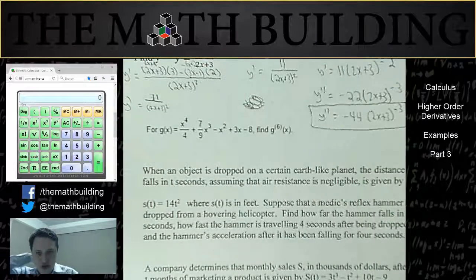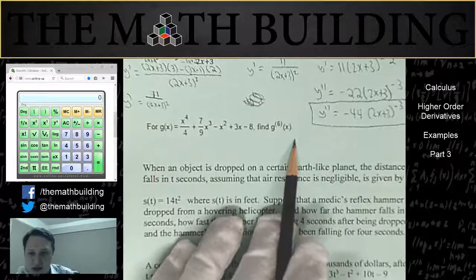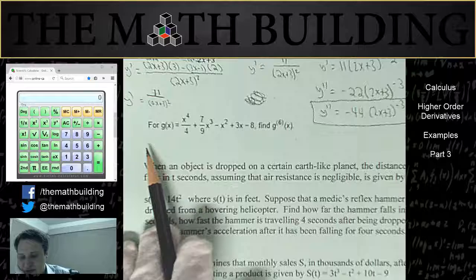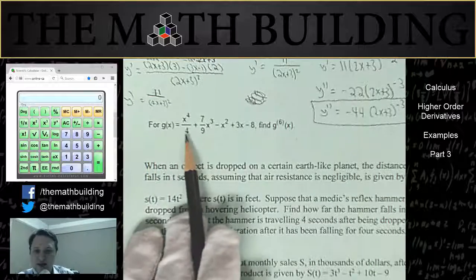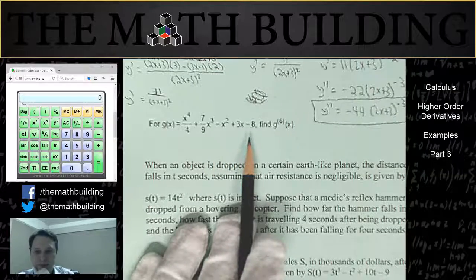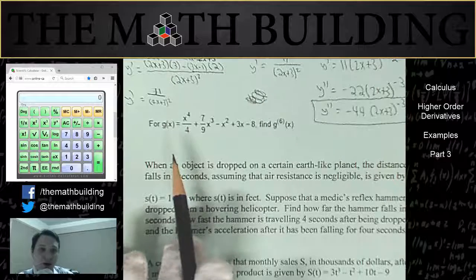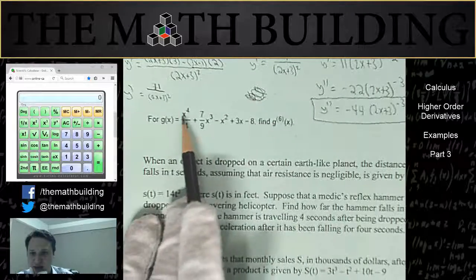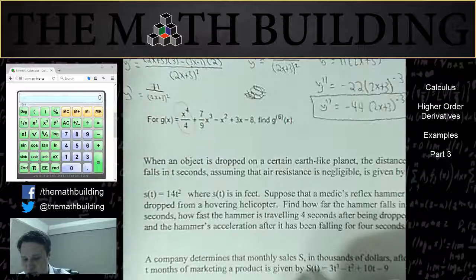This next one, for g of x is equal to the following function, find g sixth derivative of x. So that means find the sixth derivative of this. Now remember, a few videos ago when I first introduced higher order derivatives, since I don't have any x's in the denominator, if I take the derivative enough times, the derivative should always be 0. Okay, so will it be enough? I think this is going to be enough times, because I think this is going to gobble it all up. And so let's just take the derivative of this just to be safe.